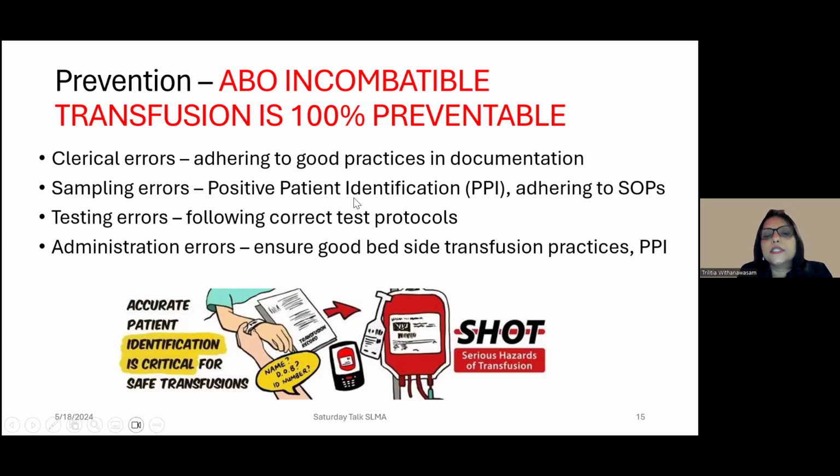So positive patient identification at all steps is mandatory. And we have to do the correct testing protocol at the blood bank. And for administration errors, we have to practice and adhere to good bedside transfusion practices. So identification is very important at all steps. That may save a life, and safe transfusion will be ensured.